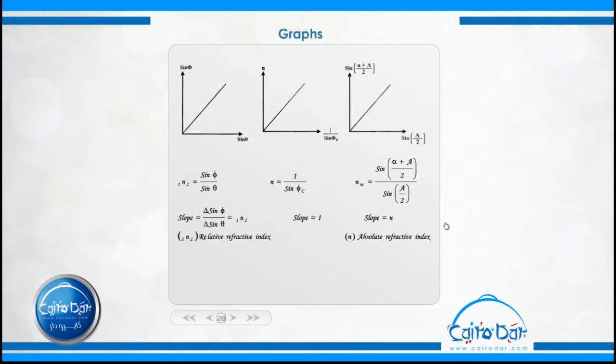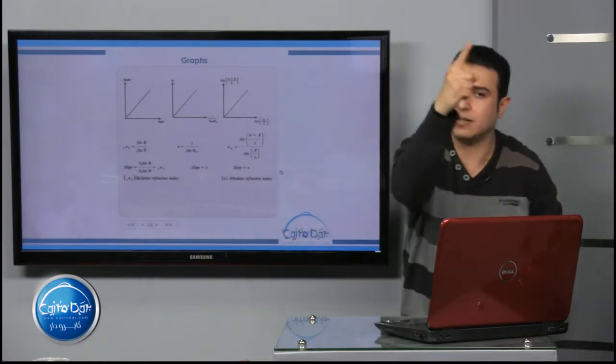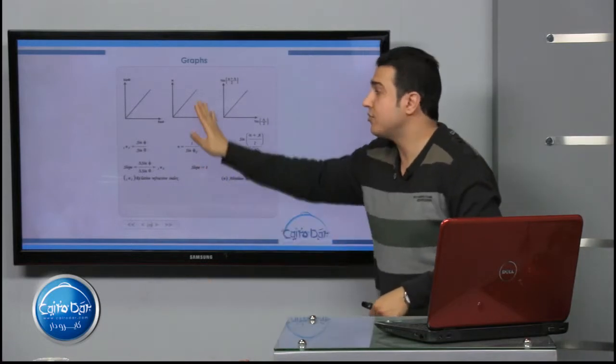What about the second graph? Here, n, the absolute refractive index, and here the reciprocal of the sine of the critical angle. As you know, n equals 1 over sine phi c, so sine phi c equals 1 over n. So the product of the absolute refractive index and the sine of the critical angle equals 1. To calculate the slope of this graph, n divided by 1 over sine phi c equals n times sine phi c equals 1. So the slope of this graph equals 1. That's for the second graph.